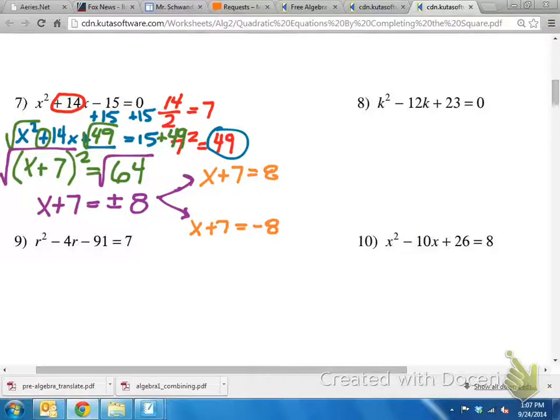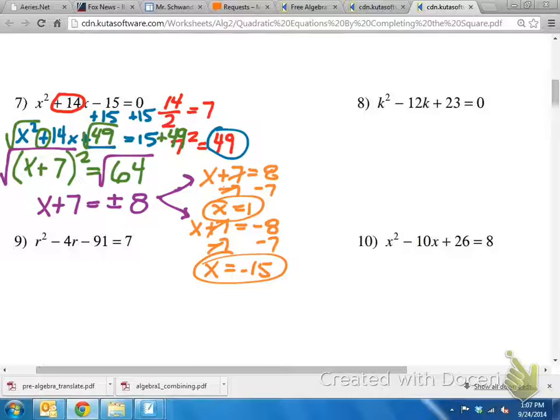So, to get x by itself, we subtract 7. And in the first equation, I'll get x equals 1. In the second equation, I subtract 7, and x equals negative 15. So, those are my two answers for solving for x, completing the square.